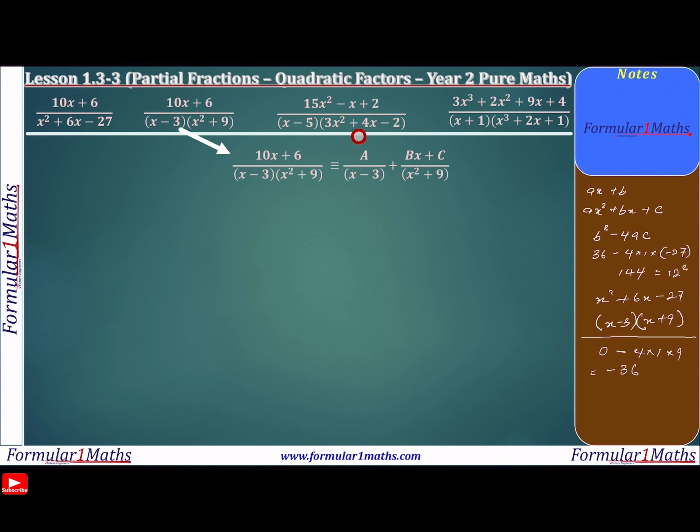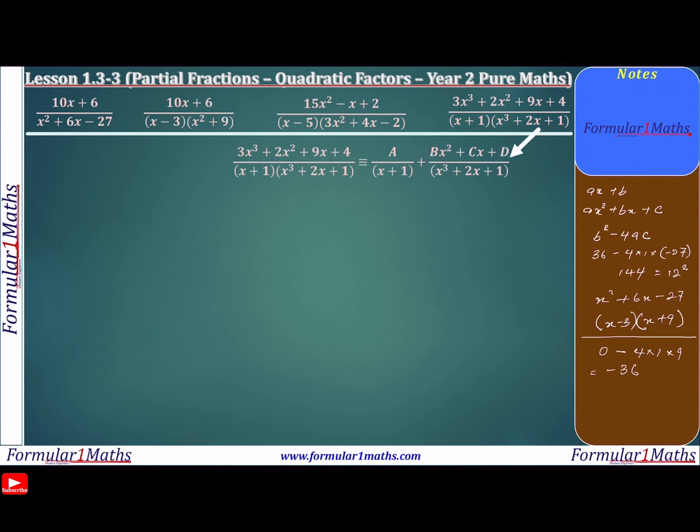In this case, x minus 5 is linear and this one is quadratic. So we use the same principles and are going to split it in this way. So a constant over x minus 5 plus a linear function over a quadratic function over here. In the case of this one here, this is cubic. So we have the following.